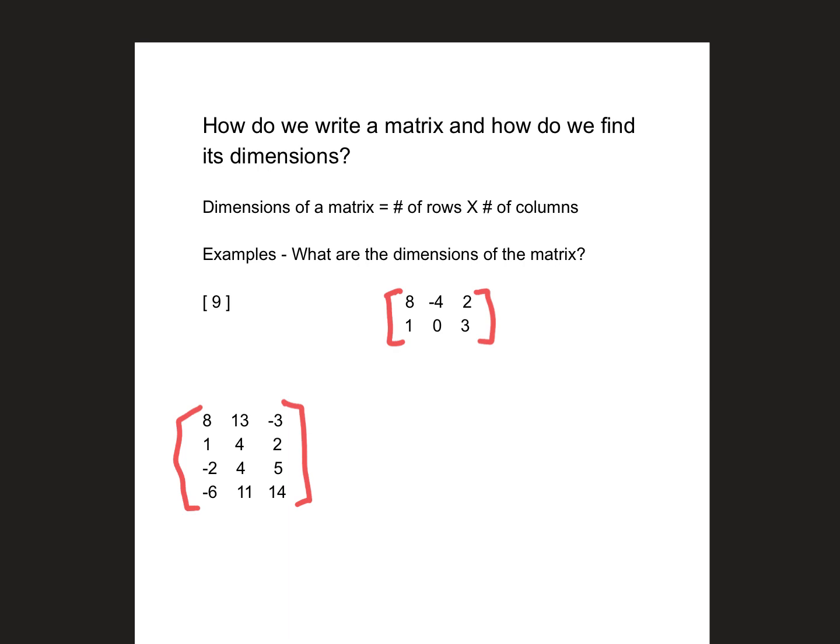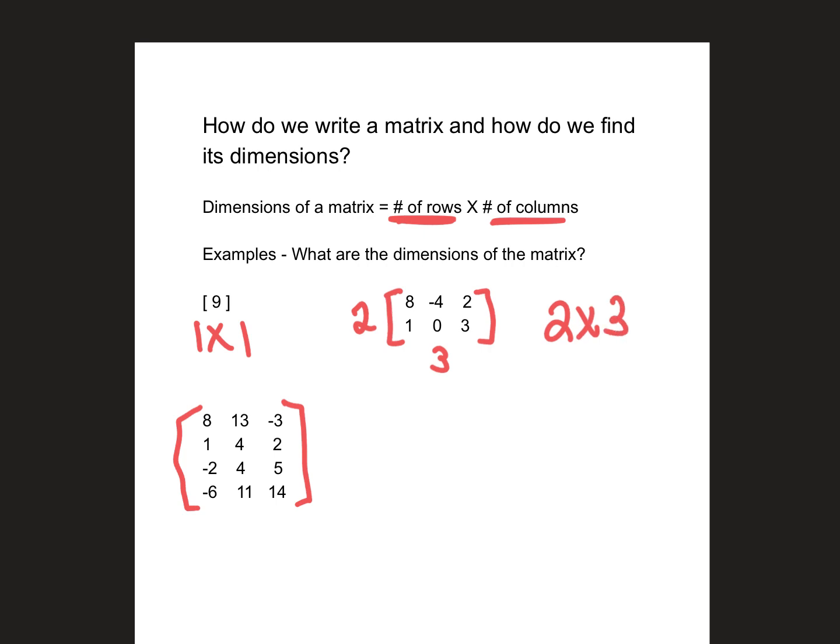So the dimensions of a matrix are described like a 2 by 4 is 2 inches by 4 inches. A matrix is described in the same way. It's the number of rows times the number of columns. So the number of rows comes first, number of columns comes second. So this one would be a 1 by 1 matrix. And then if you look at the second one there, it's got 2 rows, 3 columns, so it would be a 2 by 3 matrix.